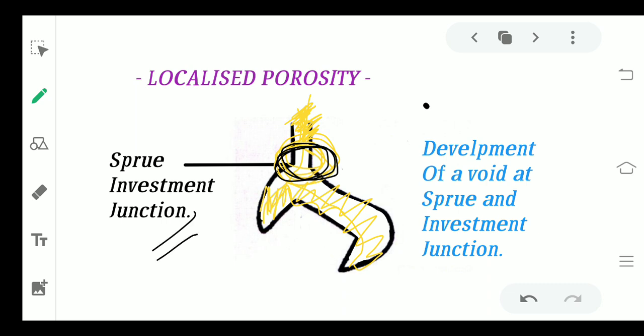and as you see, the hot molten metal is coming. Initially it fills this place, and on cooling it fills this place, and this place is left. There is no metal at this particular junction, and a void is created here, and this is said to be the sprue investment junction, where the void is being created. So development of a void at the sprue investment junction is known as localized porosity. It usually occurs because the initial hot metal flows on the base, whereas in the later conditions the metal cools down in the sprue only, and it does not reach this particular area.